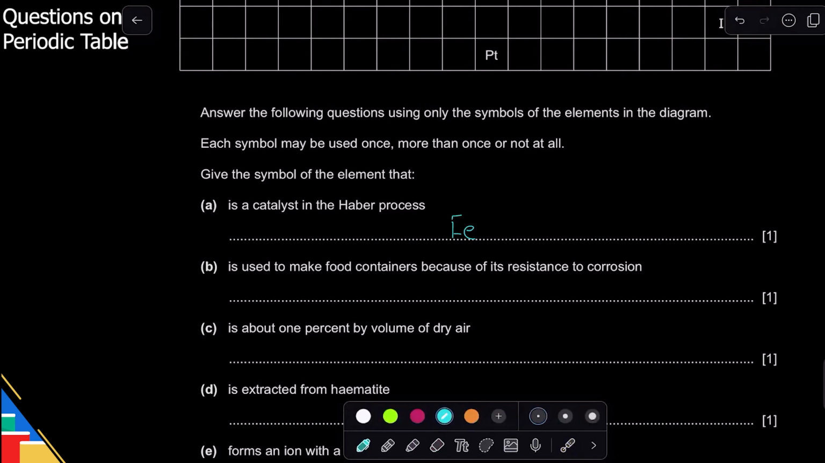It is used to make food containers because of its resistance to corrosion. We know that that is aluminum because we use aluminum to package food and all that, because it does not corrode. Now why does it not corrode? We will study that again in metals and non-metals.